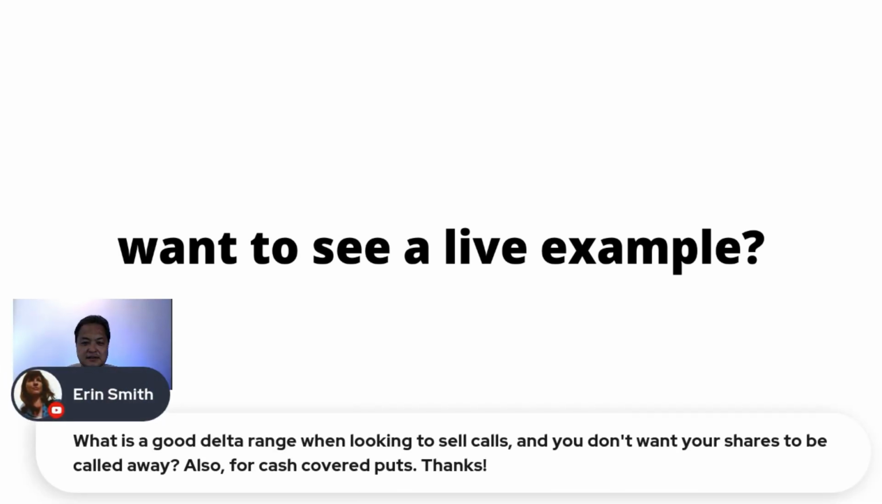All right. Let's see. What's a good delta range when looking to sell calls and you don't want to sell your shares to be called away? Also for cash secured puts. So when I sell covered calls, I'm typically looking for, say, a 30 delta. And that's the probability that the strike price will be reached, or one of the ways you evaluate a delta is you look at it as what's the percentage that the strike price will be reached for the option, cash secured puts, right?